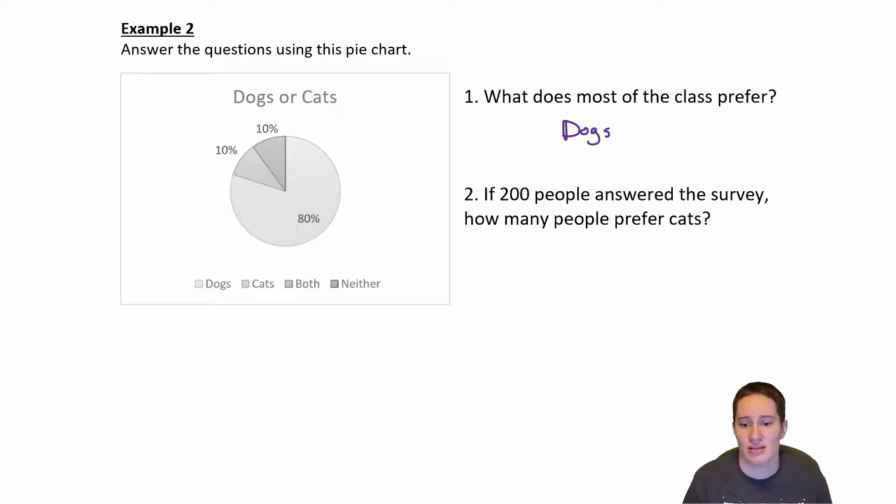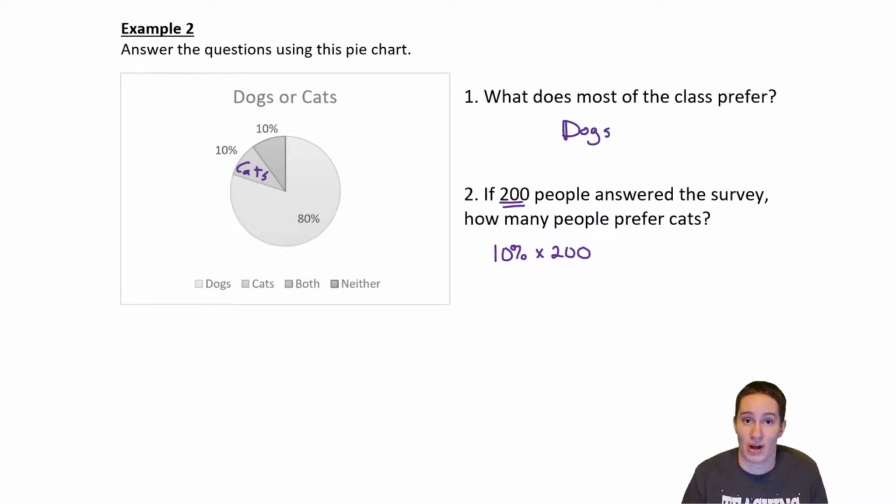This time it says, if 200 people answered the survey, how many people prefer cats? Well, cats is this slice right here, just comparing the shades of gray we've got. This says 10% of people like cats. So if there were 200 people, we need to find what's 10% of 200. Anytime we use the word of in math, that means multiply. So 10% of 200 means do 10% times 200.